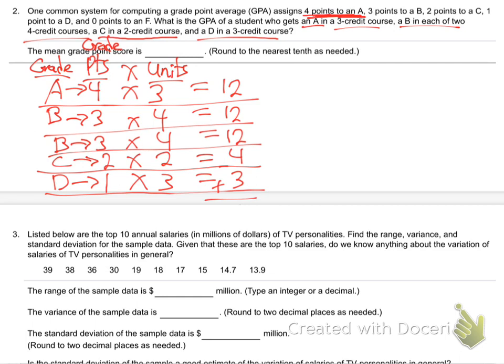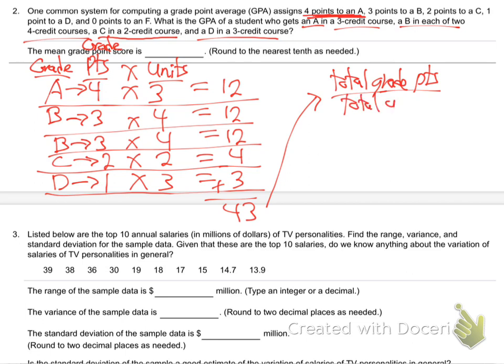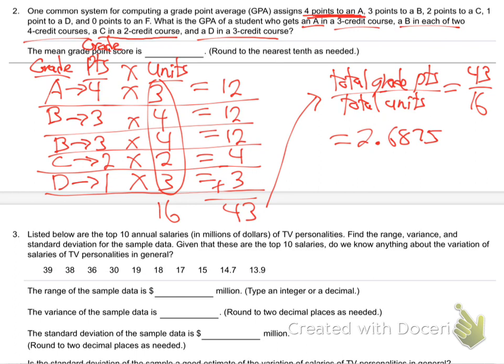Add these up. What do you got? 36, 43. So then take the total grade points and you divide by total units. So that's going to be 43. Oh, what's the total units? Let me see, total these guys here. 10, 16 units. So 43 divided by 16, I'm getting 2.6875, and they want me to round it to 1 decimal place, 2.7.